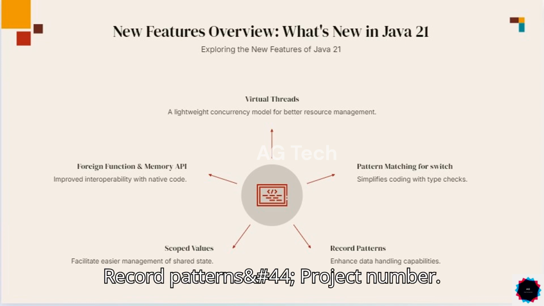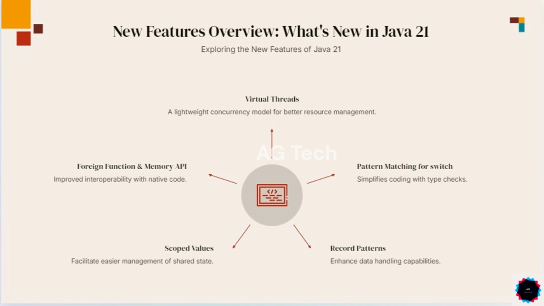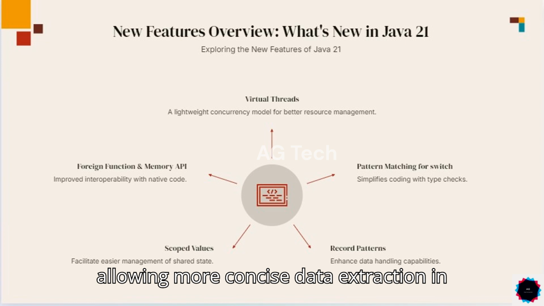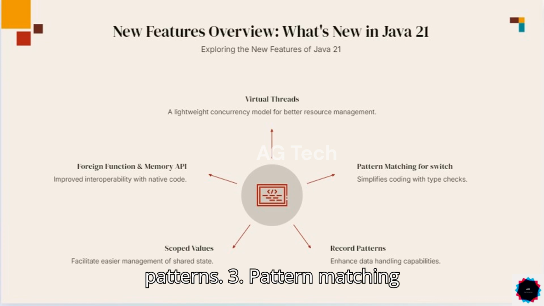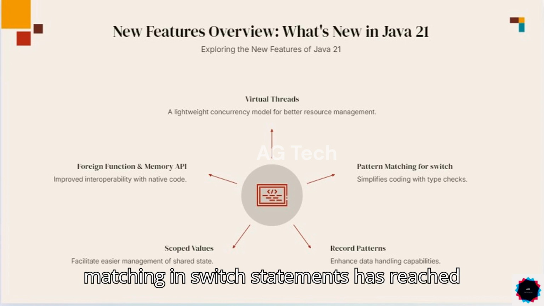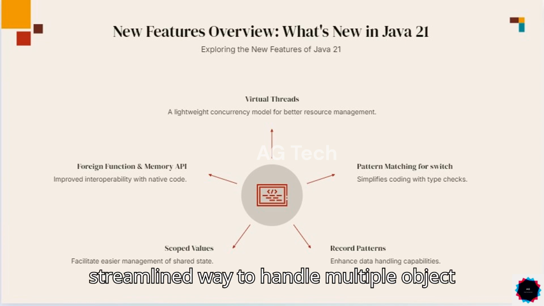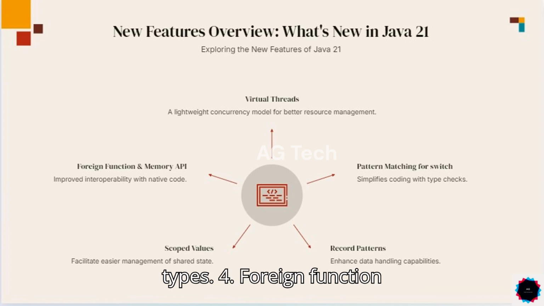2. Record patterns, Project Amber. Record patterns have been finalized, allowing more concise data extraction in patterns. 3. Pattern matching for switch statements. Pattern matching in switch statements has reached its final form, providing a streamlined way to handle multiple object types.